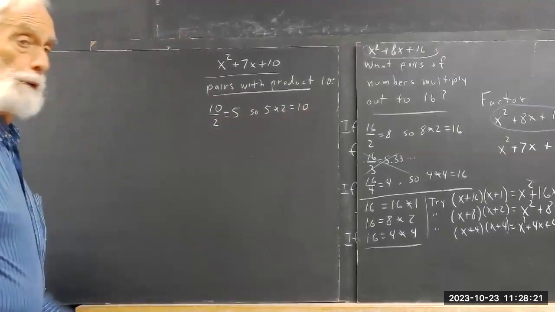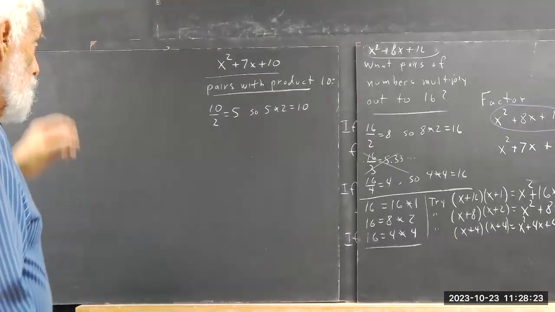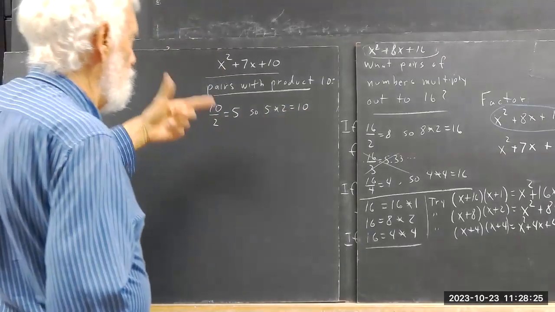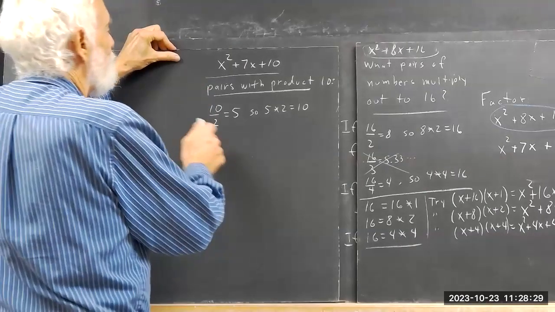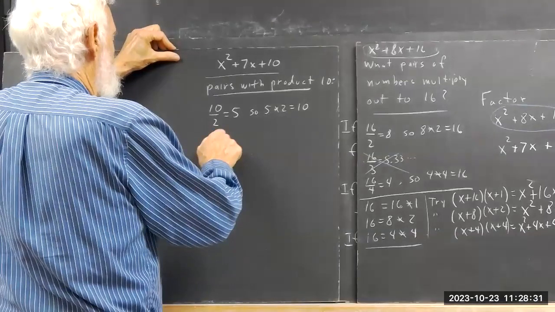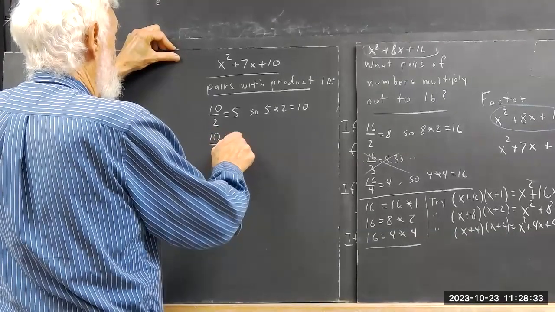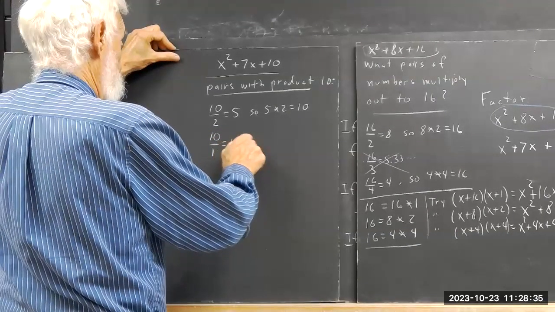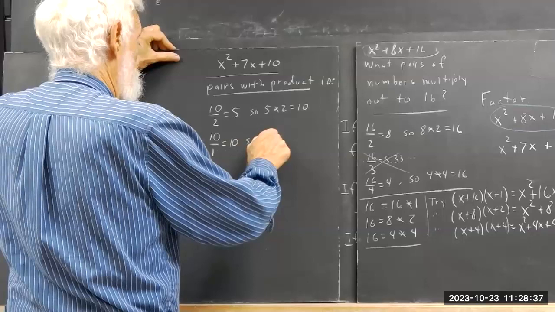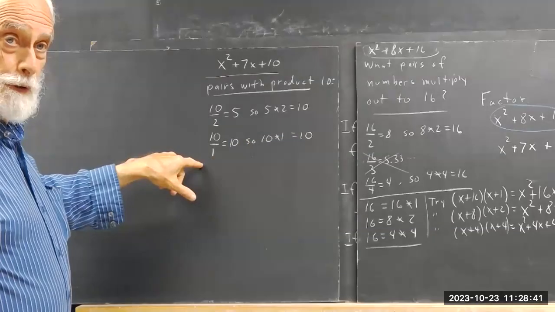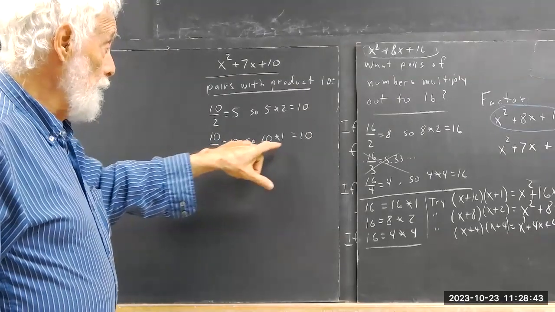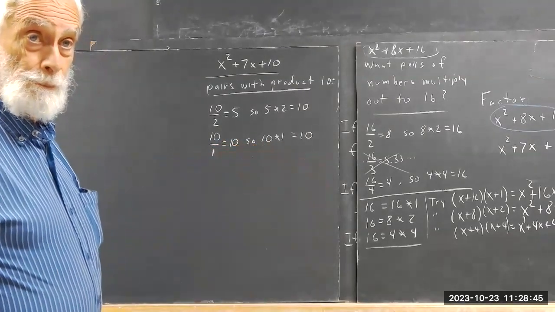So 5 times 2 is 10. Okay. Now, is there anything else you could divide 10 by? Well, you don't want to forget 10 divided by 1. And you don't actually have to divide 10 by 1 to figure that out. You know 10 times 1 has to be 10.